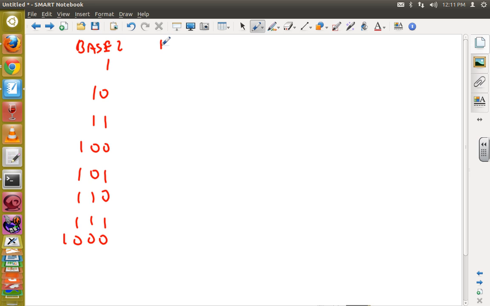How about, let's do base 3. Let's do the same thing. All right, what's 1 plus 1 in base 3? 2. What's 2 plus 1? 1, 0, right. What's 10 plus 1? 11.